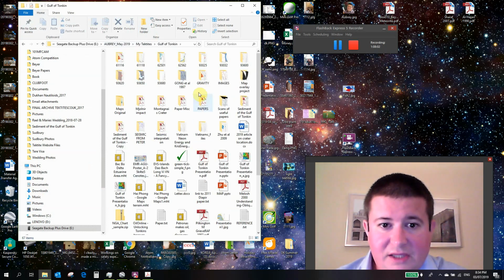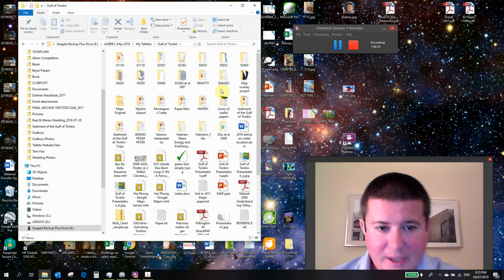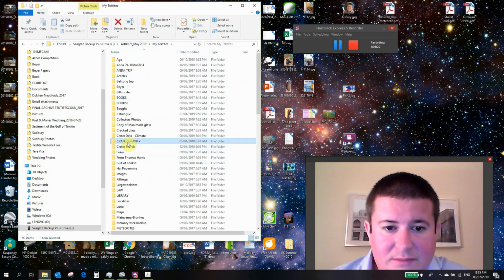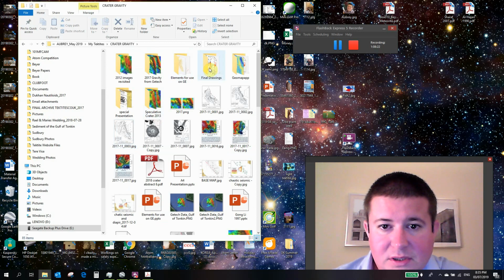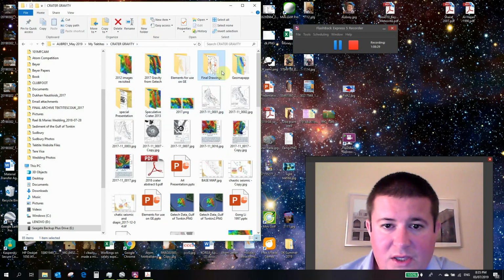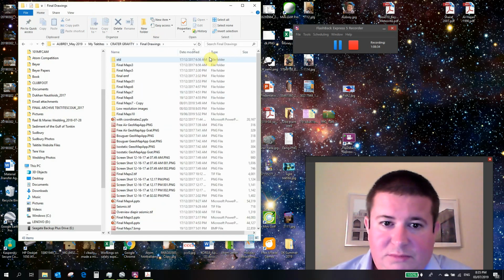Okay, we're looking for the seismic line again. I apologise, I've not prepared properly. So what would we go for here for seismic? I produced some diagrams here. Maybe we have a look at final drawings would be a pretty good bet.